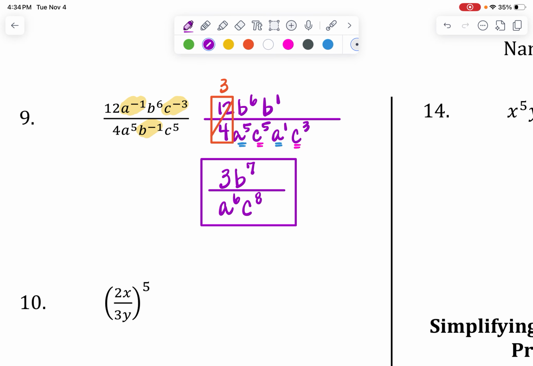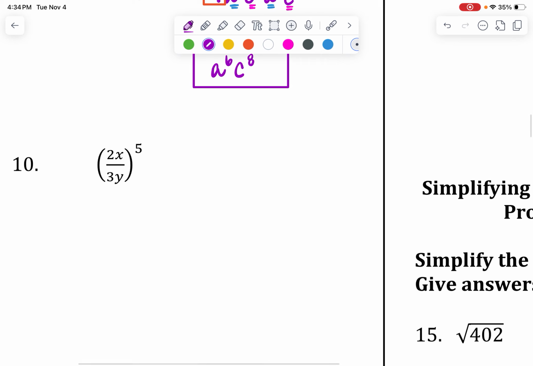All right, let's go to number 10. Number 10, everybody gets the 5th power. The biggest mistake I see from students is they only give the variables the x power, but every factor inside has to get the x power, even the 2 and the 3.